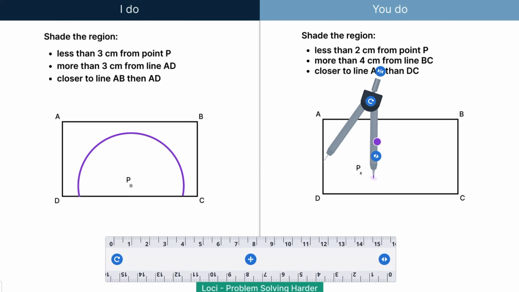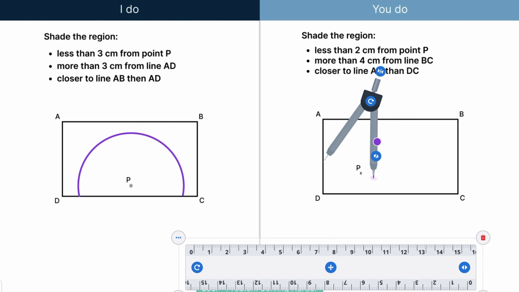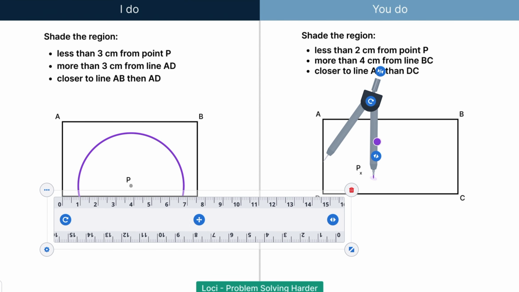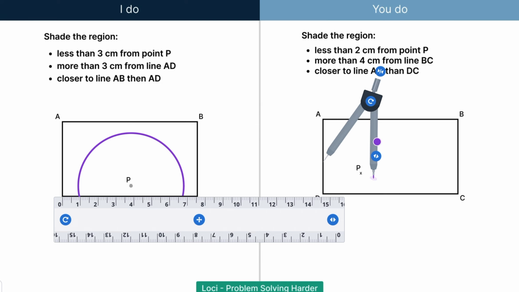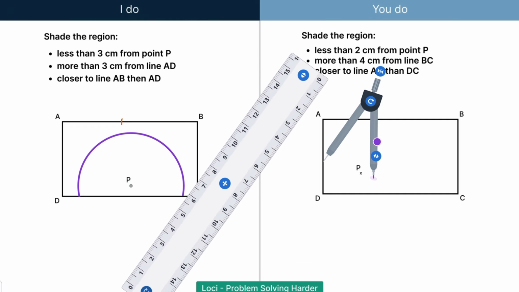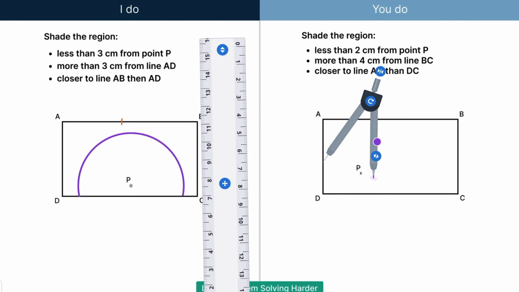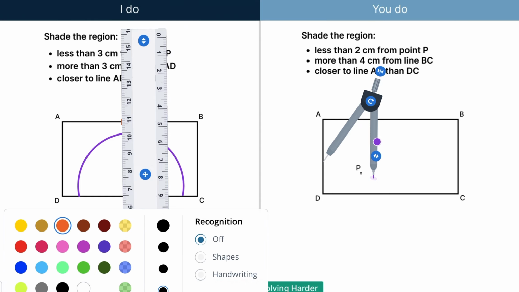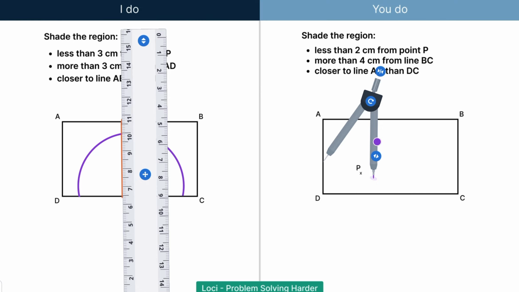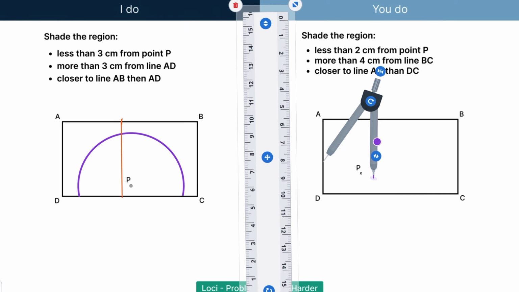So it's saying less than 3 centimeters from point P, then it's saying more than 3 centimeters from line AD. So if I put this on line AD, which is there, and if I mark on 3 centimeters, so if I use a different color, that would be roughly there. So if I then take my ruler, rotate that, put it there, grab my pen tool, draw that in. And if I move this out of the way, so that's now that done.